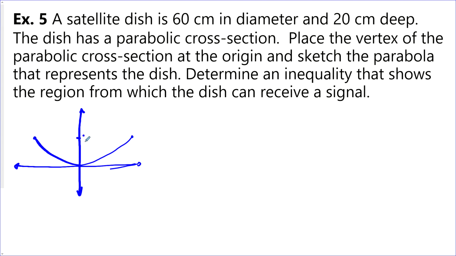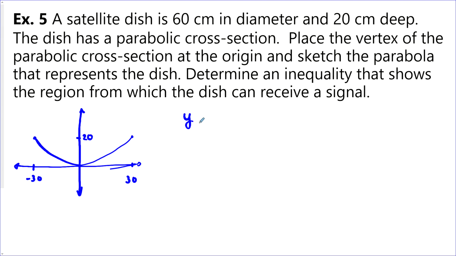Now the dish is 20 centimeters deep and 60 centimeters across, so that means that this would be negative 30 and this will be 30. We want to determine an inequality that shows the region from which the dish can receive a signal. Now that's up here. The dish could receive a signal anywhere above it, and so let's try to create an inequality to represent that. First, let's get the equation of the parabola here.